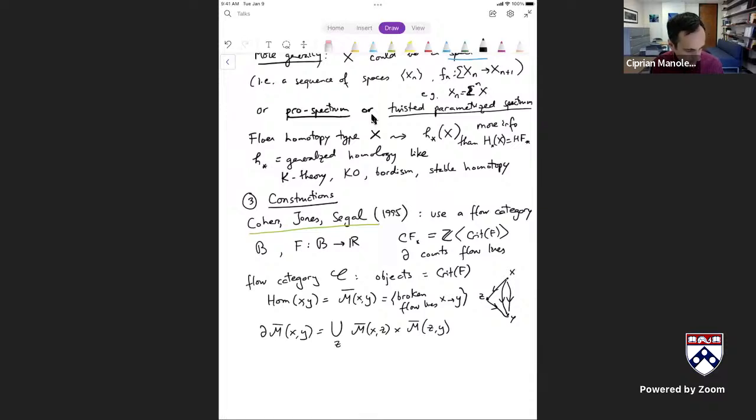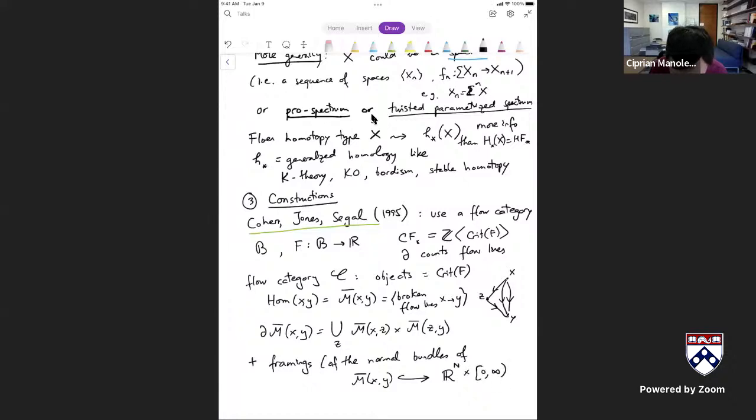Okay, we construct this thing that's called the flow category. Now to get the Floer homotopy type, we also need some additional data, namely framings, of the normal bundles of this M bar XY, the stable normal bundle. So meaning when I put it in some big Euclidean space with corners, it has to be embedded so that it respects the corner structure.